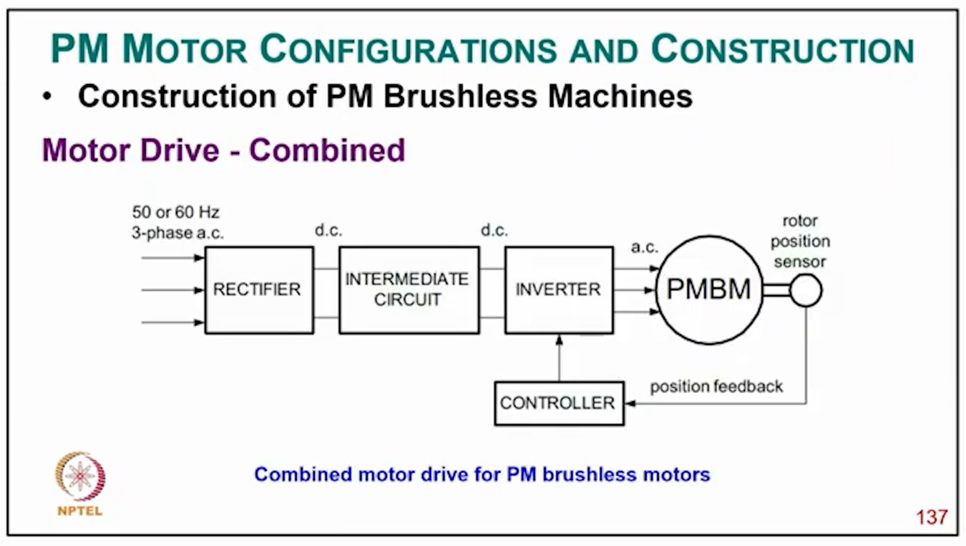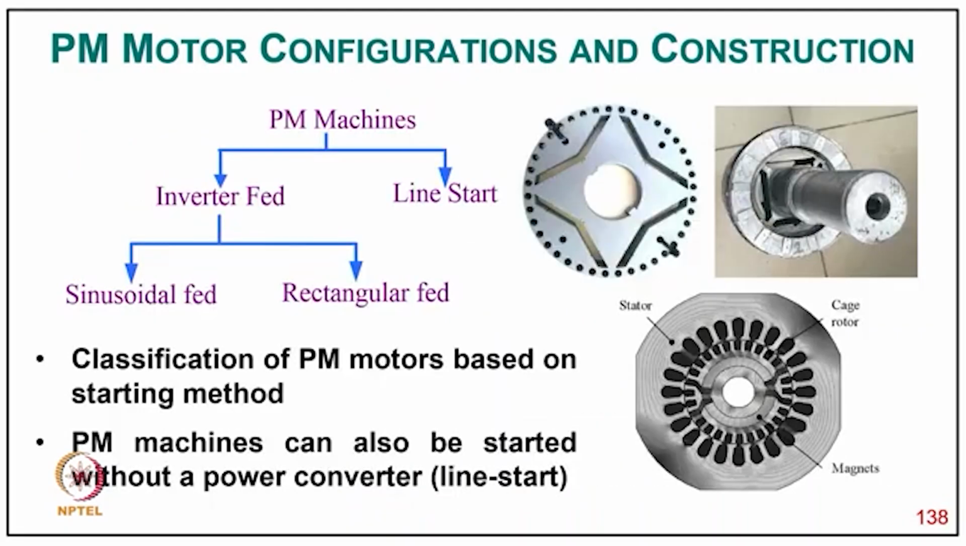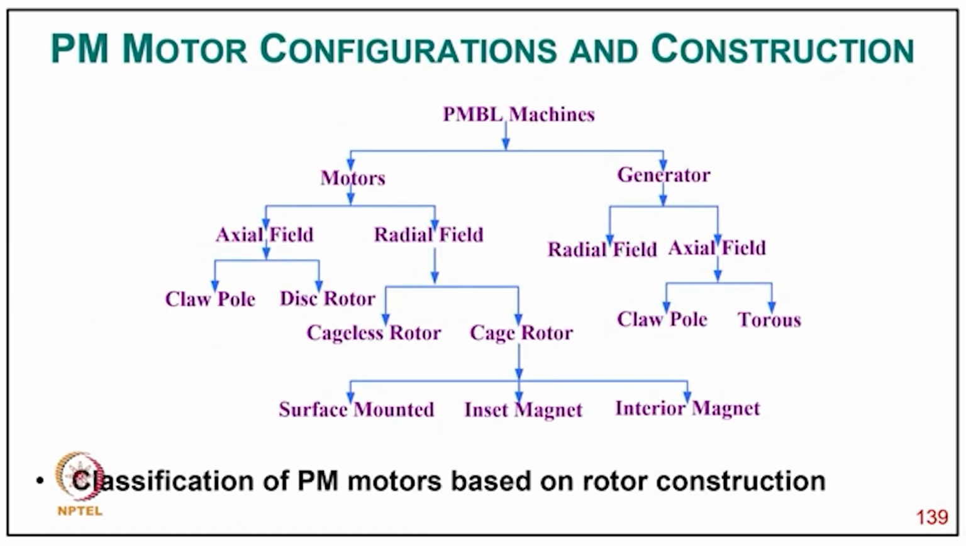So in general you typically have the rectifier, the inductor and the inverter, with power feedback control for these permanent magnet motors. And as we already classified, you can have line start or inverter fed with sinusoidal excitation, and how the rotors are built with flux barrier and magnet, as in this portion for line start. And this is another classification of these permanent magnet motors: axial field, radial field, claw type, disc type, and cageless and cage motors, like surface mounted, inset and interior. Similarly for generators we also have radial field and axial field, because nowadays we are using permanent magnet brushless generators of claw type or similar type, maybe in the vehicles for the generating system for charging the battery.